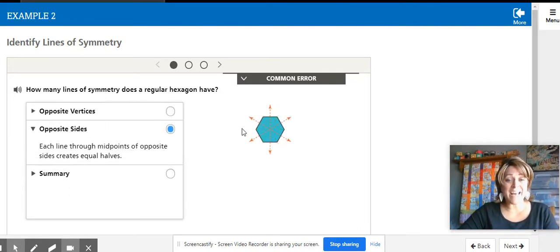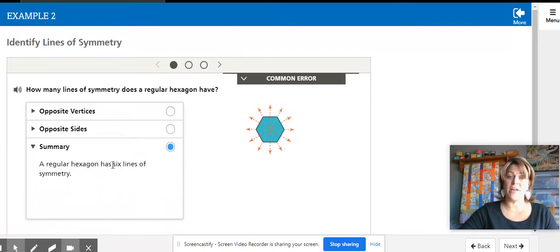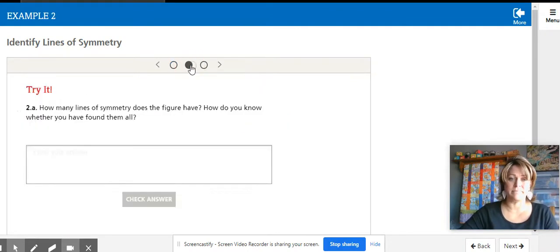Or opposite sides. Look here, it's not intersecting the corners, it's intersecting the sides. So there are 3 more possibilities for symmetry. So the bottom line is a regular hexagon has 6 lines of symmetry. By drawing it out, you can really see the difference.